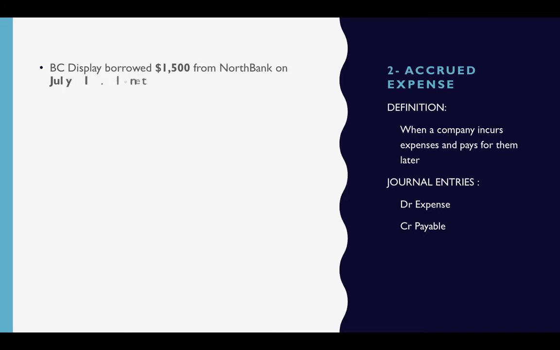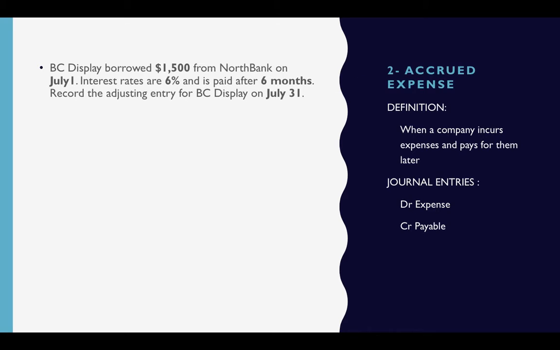An accrued expense is when a company incurs expenses and pays for them later. Let's say BC Display borrowed $1,500 from North Bank on July 1st. Interest rates are 6% and is paid after 6 months. Record the adjusting entry for BC Display on July 31st. So how do you record the amount of interest?